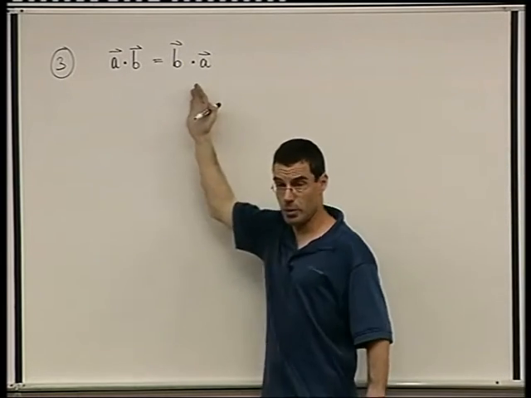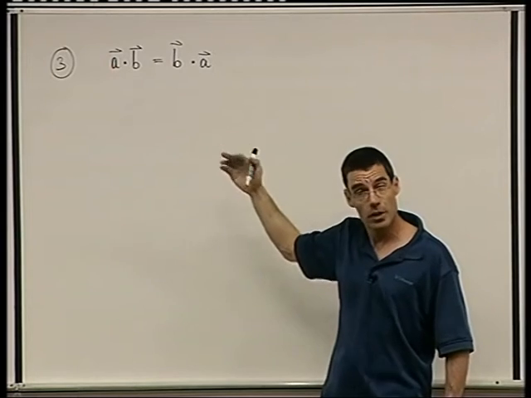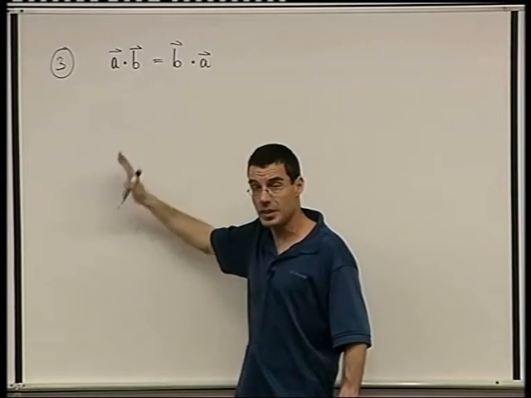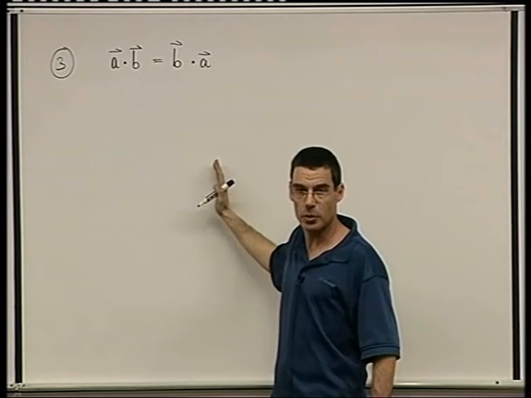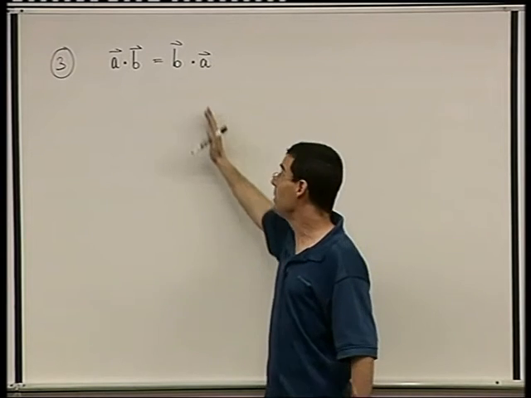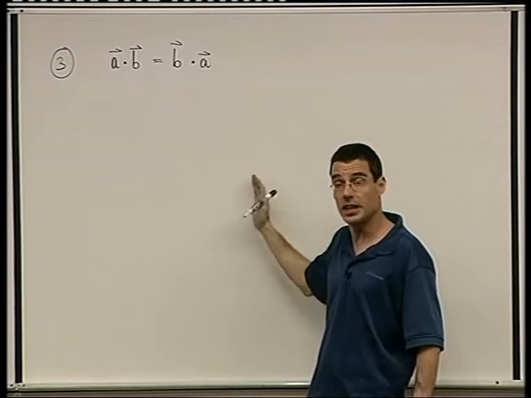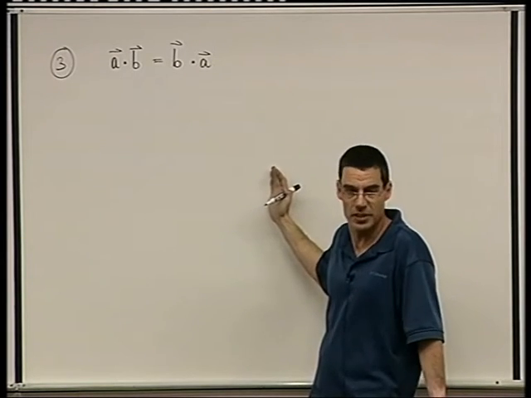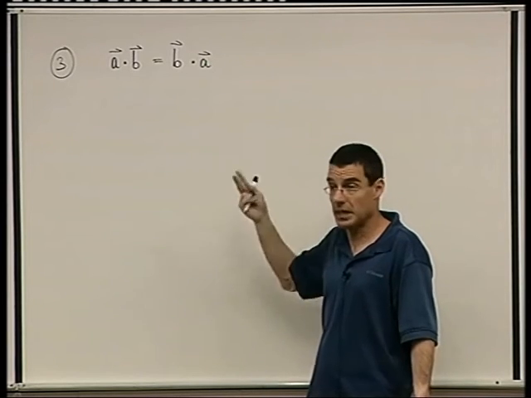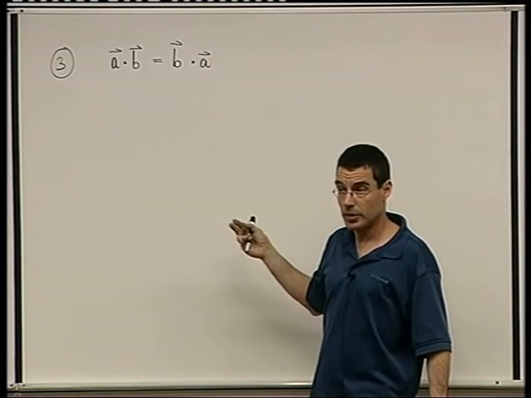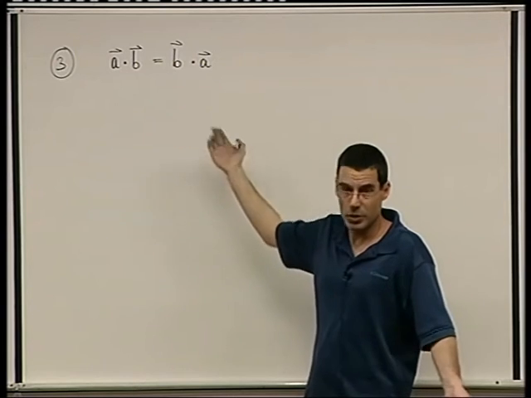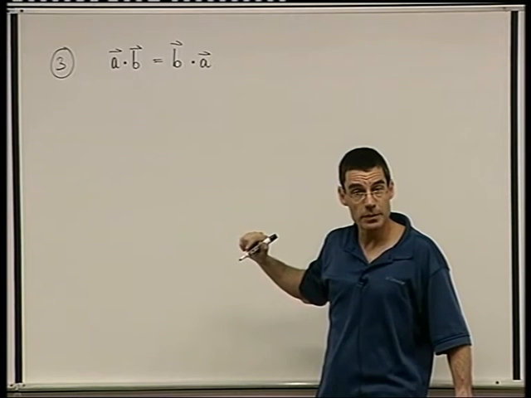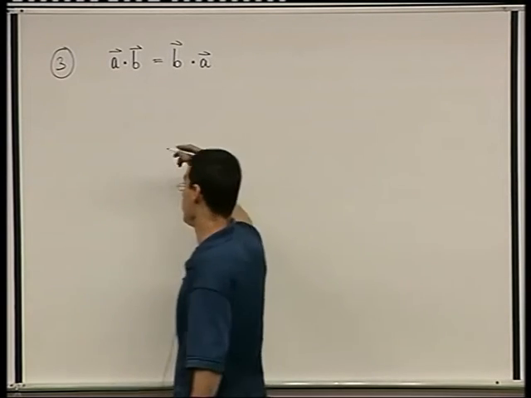Why is this true? How would the proof go? Very easy. A dot B is the length of A, the length of B, times cosine the angle, right? B dot A is the length of B, the length of A, times cosine the angle, and it's the same angle between B and A and between A and B. So they're the same. Do you agree? Okay, so this is easy.